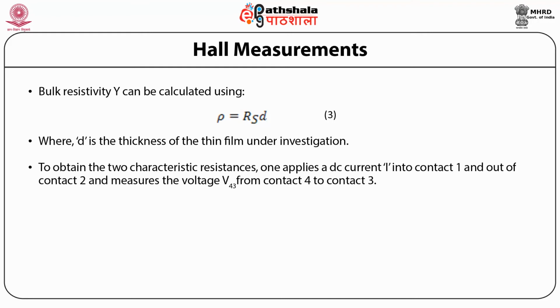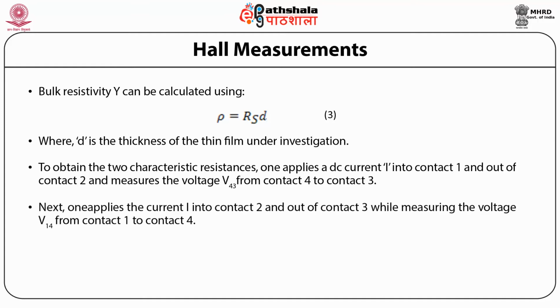To obtain the two characteristic resistances, one applies a DC current I into contact 1 and out of contact 2 and measures the voltage V43 from contact 4 to contact 3. Next, one applies the current I into contact 2 and out of contact 3 while measuring the voltage V14 from contact 1 to contact 4. Ra and Rb are then given by Ra = V43/I12, Rb = V14/I23.